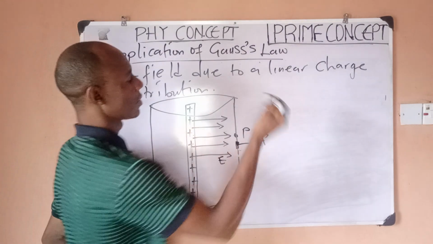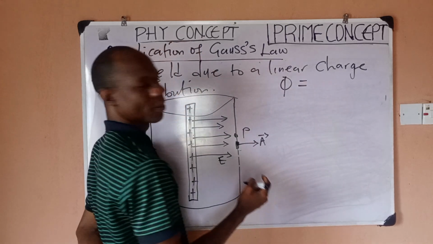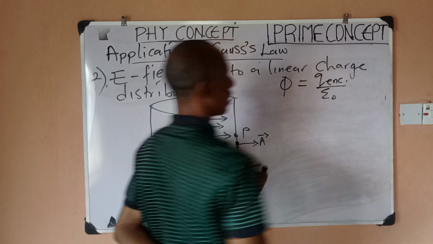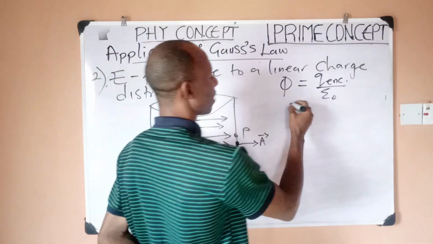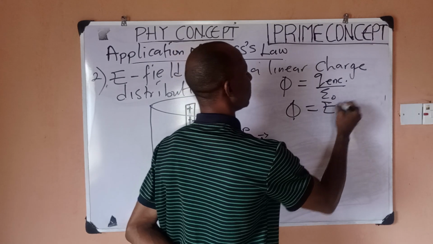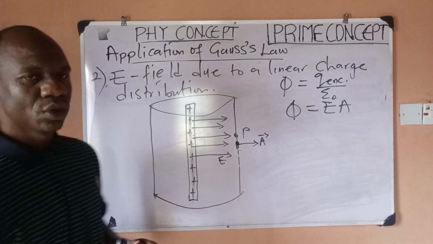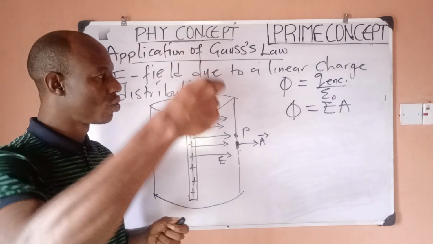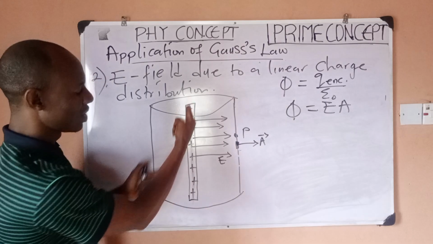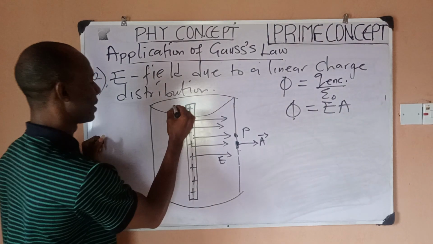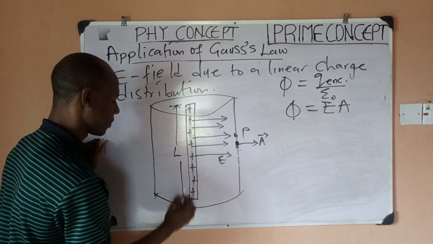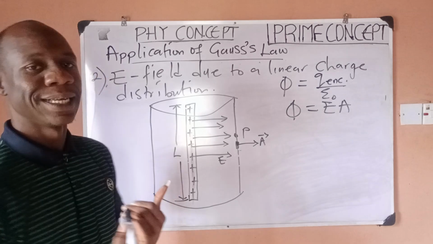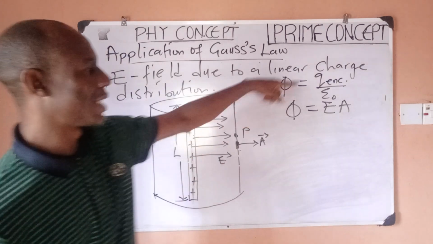You also recall that phi from Gauss law is what? You are correct. Charge enclosed divided by epsilon naught, right? And Gauss law again is phi equals EA. Now, we want to introduce two concepts. Since we are considering a linear charge distribution, we're going to introduce a linear charge density, because the charge will be distributed along a length, and say the length is L. So we want to consider a linear charge density so that we can eliminate Q.